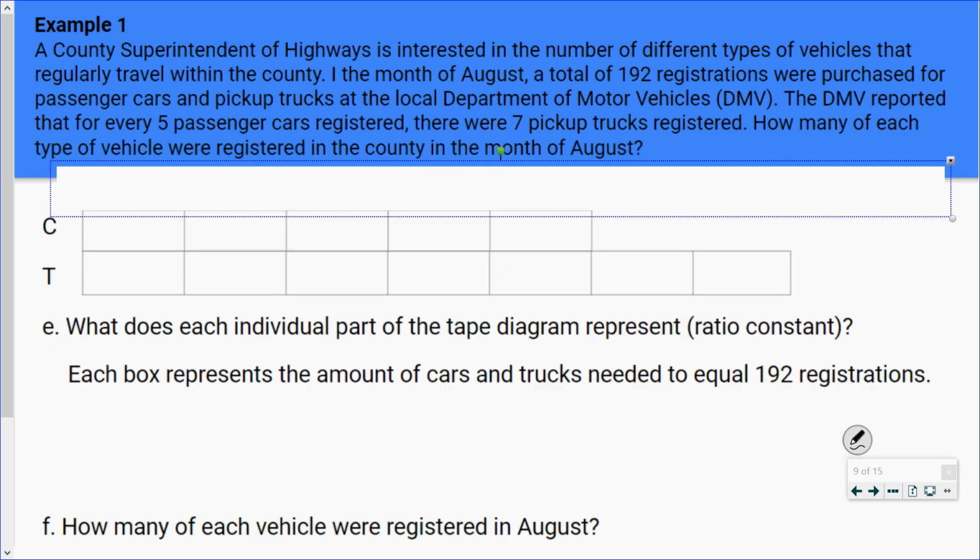Each box represents the amount of cars and trucks needed to equal 192 registrations. Because once we put the ratio constant in there, all of them are going to add up to so many trucks and so many cars, and once you add them both up, it's going to equal 192 registrations.